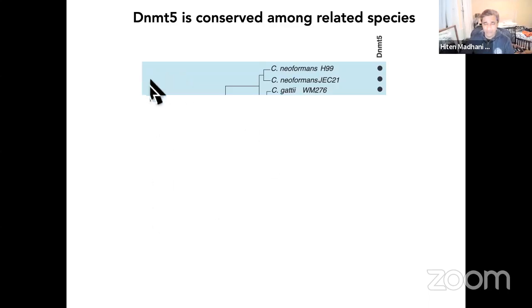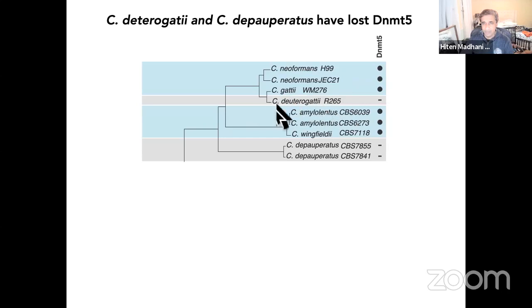So what I'm going to show you is a phylogenetic tree, and what you can see is that species that are close, all the human pathogens, have just DNMT5. I told you about Cryptococcus deuterogattii. It also has, which has lost cytosine methylation and DNMT5. A non-pathogenic species, Cryptococcus amylolentus, and another one called Cryptococcus wingfieldii, just has DNMT5, and there's yet another species that seems to have lost DNMT5, and we predict will have lost DNA methylation.